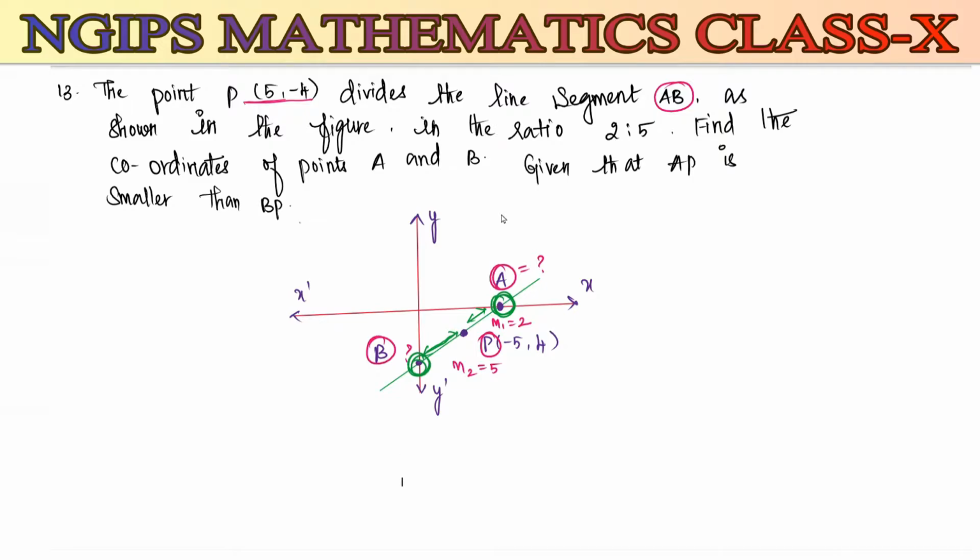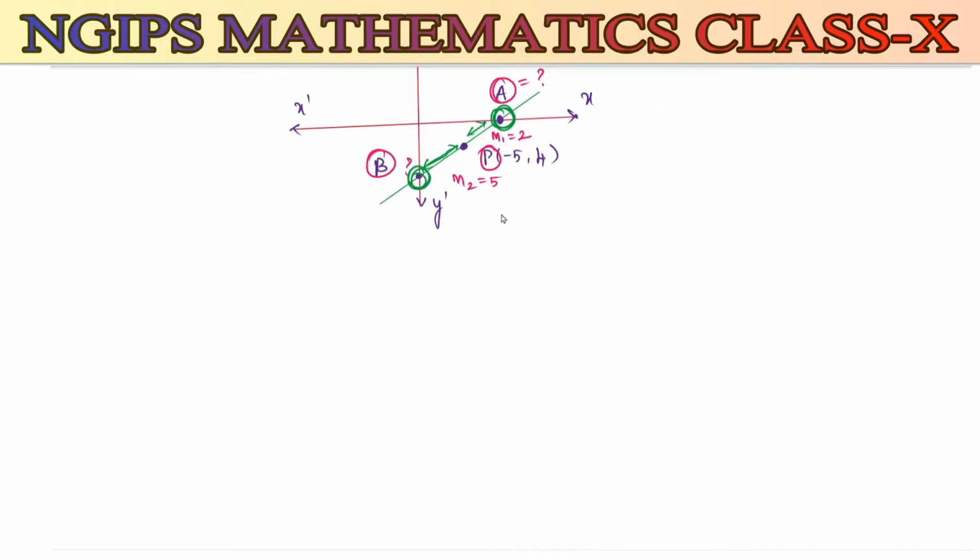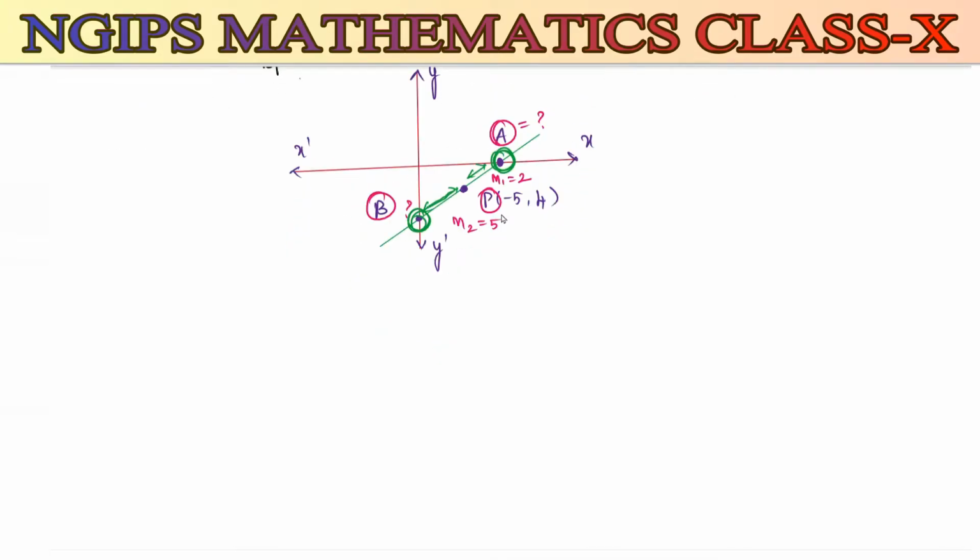Okay, now here just I'm going to use that section formula. Before going to start the section formula, if you look at the point A it is lying in the x-axis. X-axis means the point it is x comma 0. So you can consider A point it is x comma 0 and point B it is lying in y-axis. So I can write here the point B it is 0 comma y.